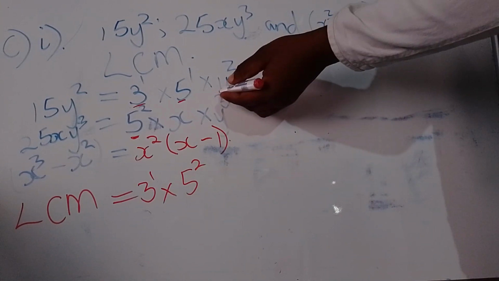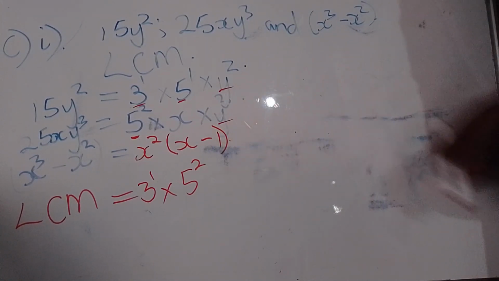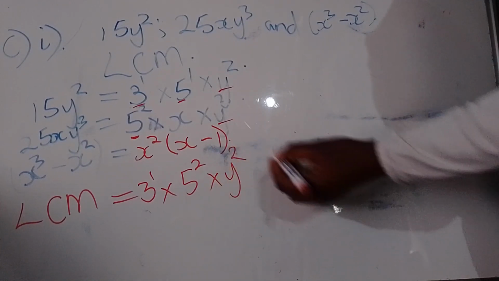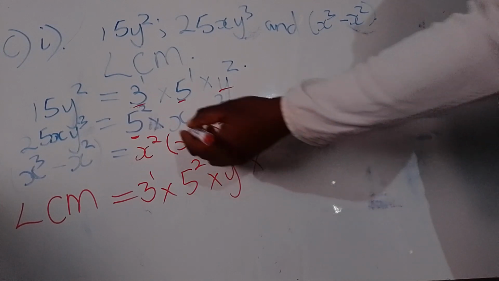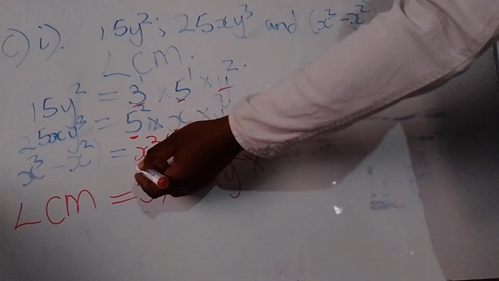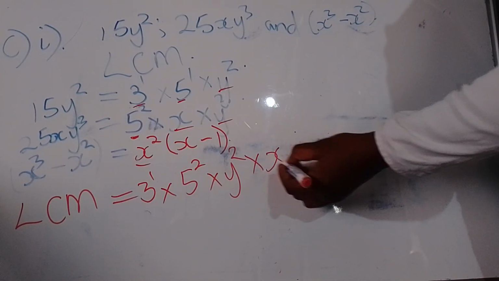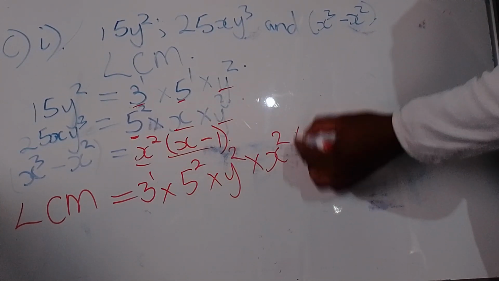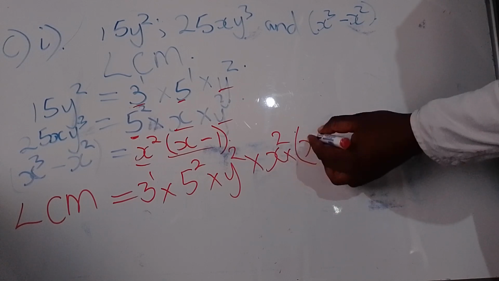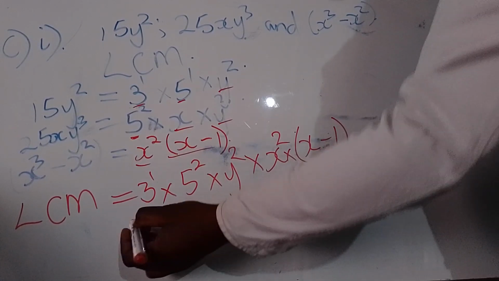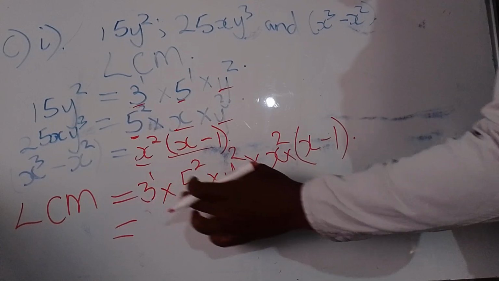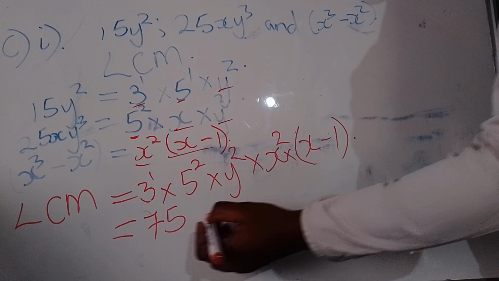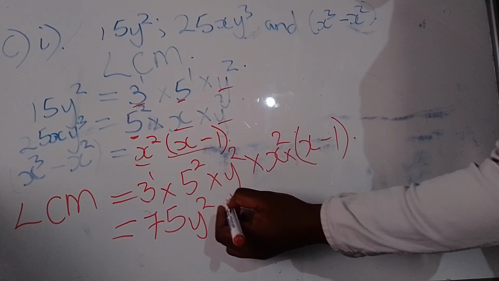We move on to y squared. We have y squared. Right, so the highest power is y squared. Then we move on to x. We have x squared. So it's x squared. Then we have times x minus 1. So the lowest common multiple is 3 times 5 squared, which is 75 y squared.